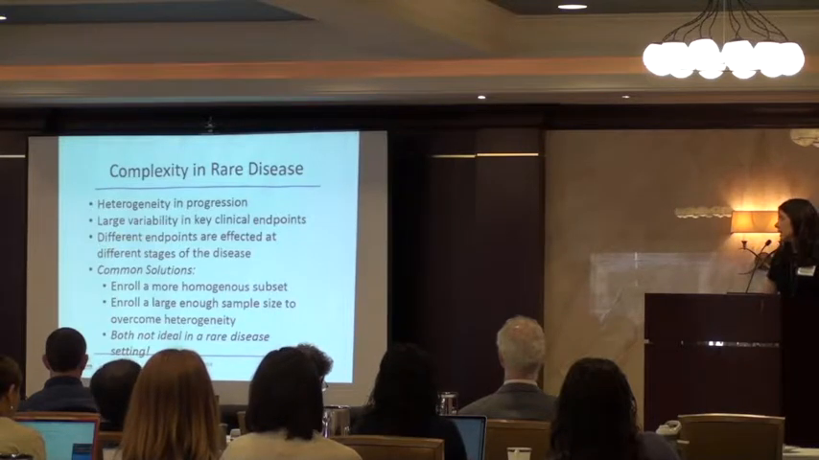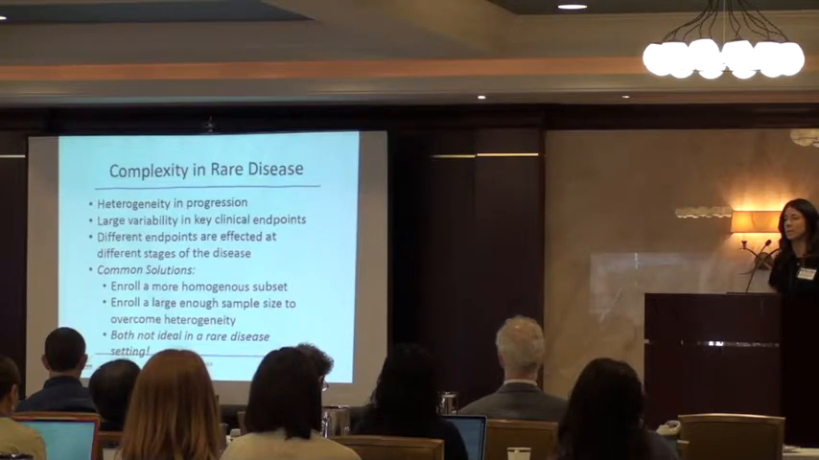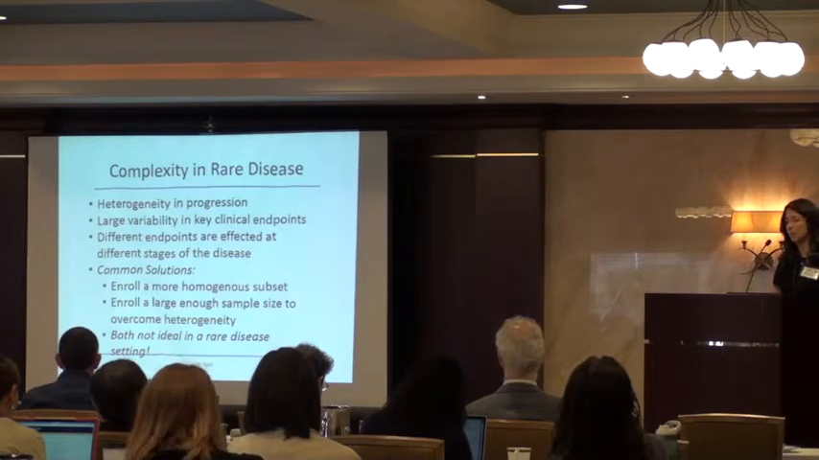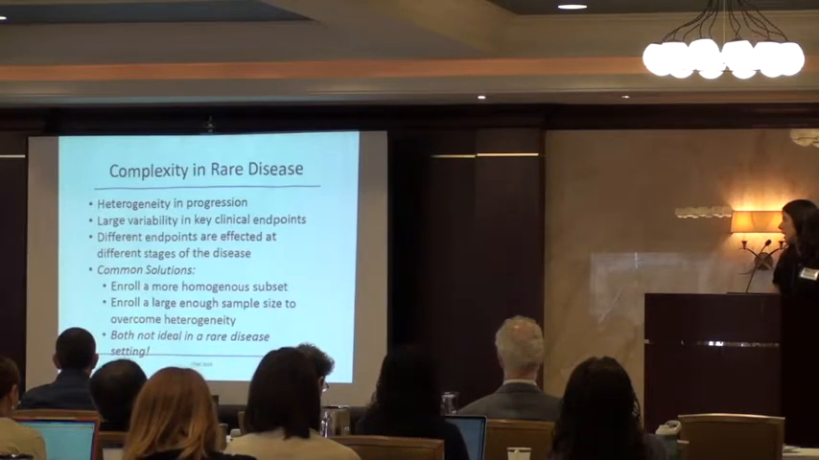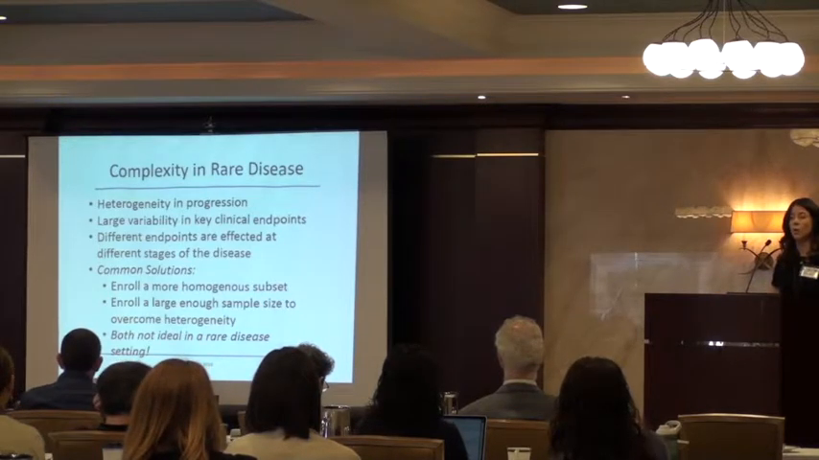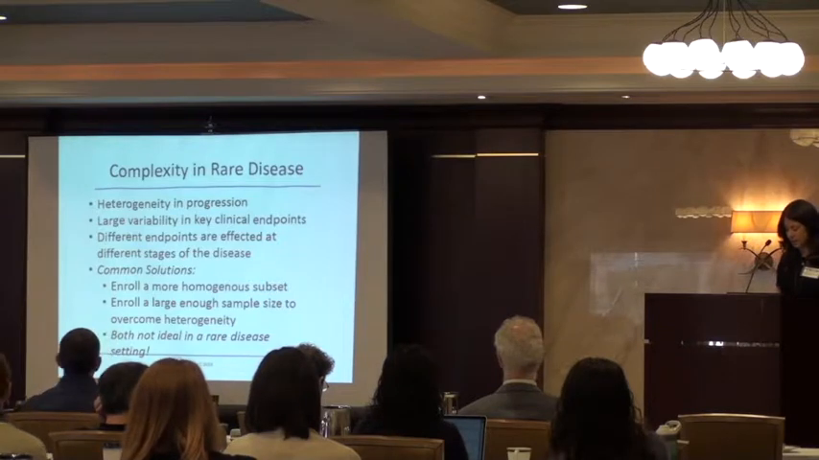Common solutions to this, and what was alluded to earlier, is, let's just enroll a more homogeneous subset. Maybe in GNE myopathy, let's only enroll people who are actively declining sort of on the lower extremities, who can still walk a certain distance. Or enroll a large enough sample size to overcome this heterogeneity. Obviously, both of these are not feasible solutions in the rare disease setting. If you try to enroll a more homogeneous subset, you're making a rare disease even more rare. And oftentimes we don't have large enough sample sizes to overcome the variability in some of these endpoints.